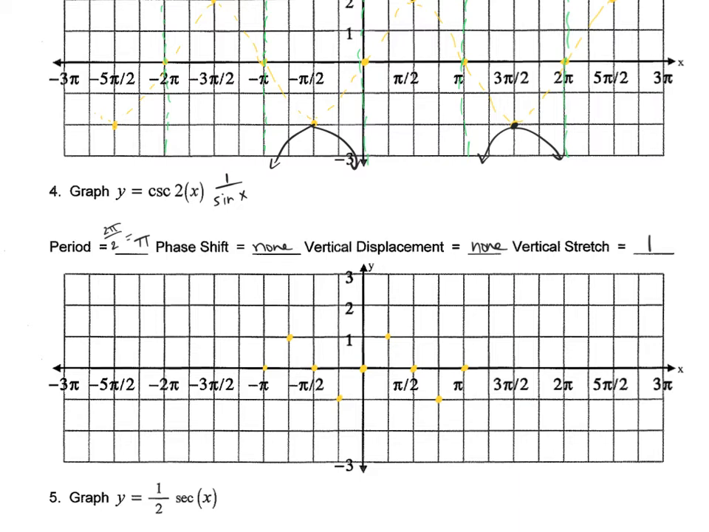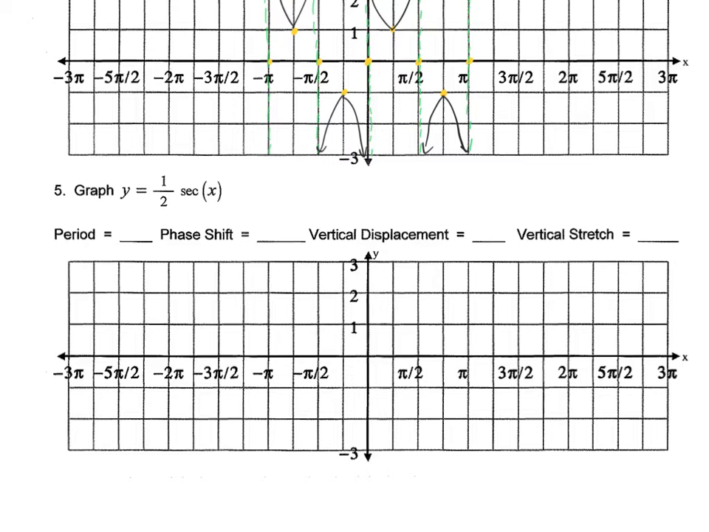Now we use those zeros to draw our vertical asymptotes. And you'll notice as you get more practiced at this, I've stopped sketching my sine graph or my cosine graph, and I just use those zeros and those key points to figure out what's going on with my secant or cosecant. Okay, I have my vertical asymptotes, and again, I use what was a minimum to become a local maximum, and what was a maximum to become a minimum, and so on and so forth. And again, this would repeat in both directions as a periodic function.